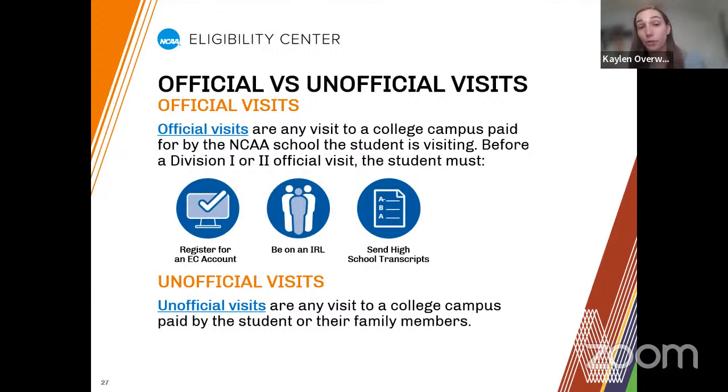And the biggest piece for you all, if you're the primary or secondary contact, is that in order to go on that official visit, students have to have a high school transcript on file and uploaded to their Eligibility Center account. So again, we'll give you a resource that will walk you through that. We'll give you just a quick snippet of where that is on the high school portal, and then we'll also provide a link to a resource that will walk you through step-by-step how to upload transcripts. And then unofficial visits are when the student and the family pay to go to that college.